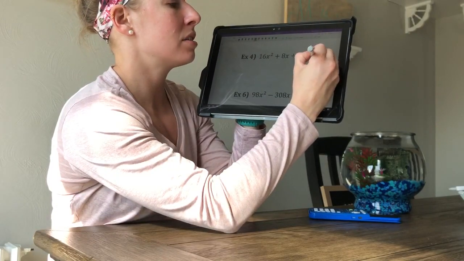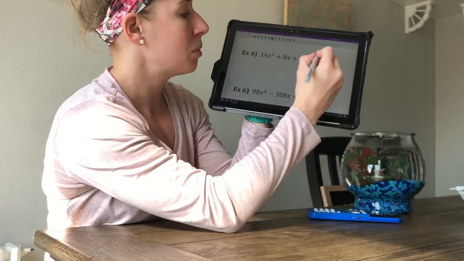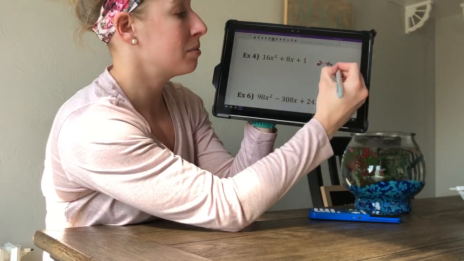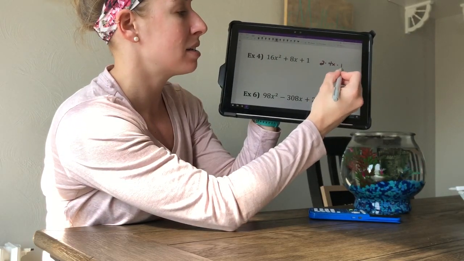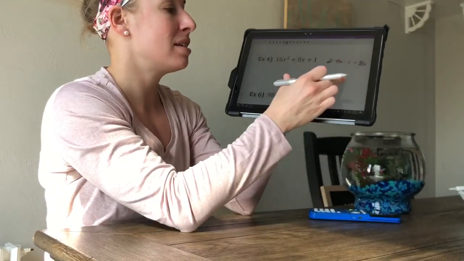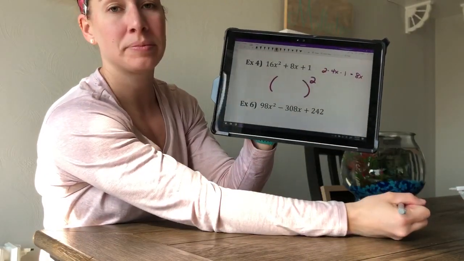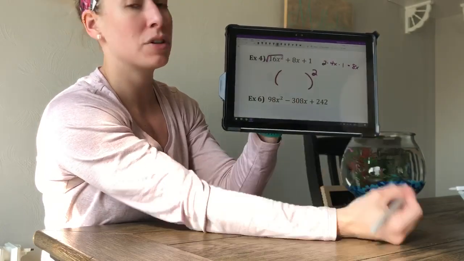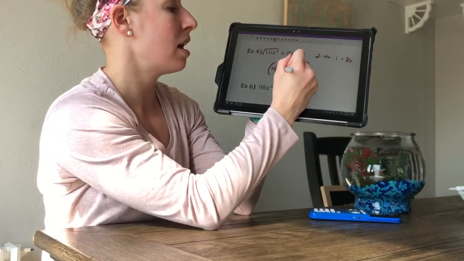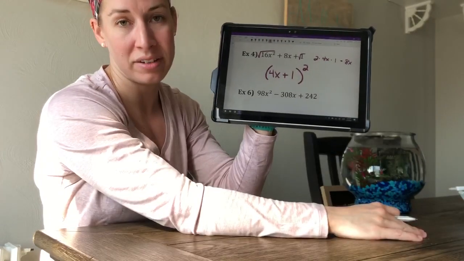So to check it, it's 2 times a times b. So a would be the square root of the first term, which is 4x, times b, which would be the square root of the last term, which is 1. So 2 times 4x times 1 is 8x, which is right there. So yes, this is a perfect square trinomial, which factors to 1 bubble squared. The square root of the first term is 4x. The sign is a plus sign. The square root of the last term is 1, and you're done.